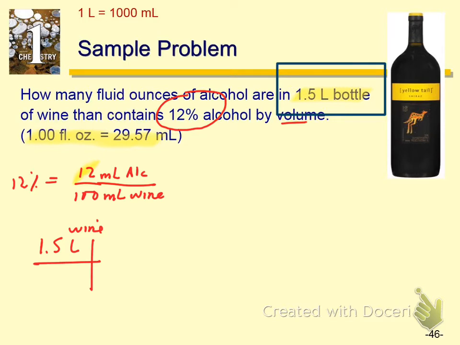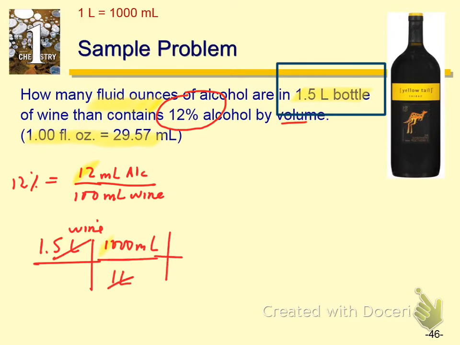Then let your units help guide you along to where we're going. The fluid ounces is what we're trying to solve for. So I'm going to need to change liters into milliliters. Then I can use my percentage anywhere along the line, and somewhere I'm going to go back to fluid ounces. So let's change this into milliliters. There's 1,000 milliliters in 1 liter.